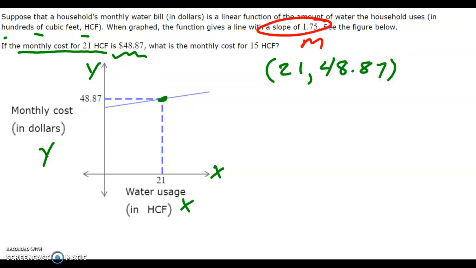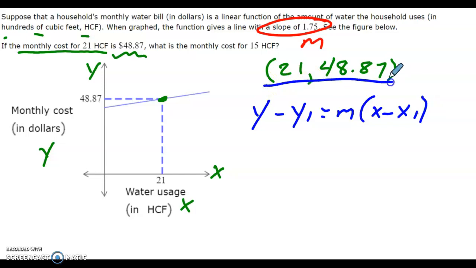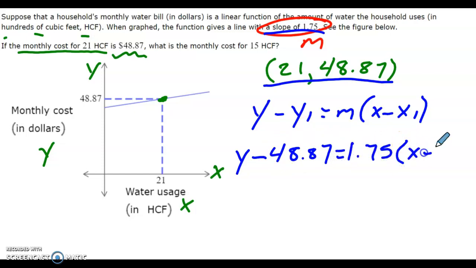So we've got enough information to come up with the equation. y minus y1 equals m times x minus x1. The y1 and the x1 are coming from this point. The m is the slope, which is given right there. So your y minus your y1 is going to be y minus 48.87 is equal to the slope of 1.75 times x minus 21, because of your x1 value. So that's your equation.